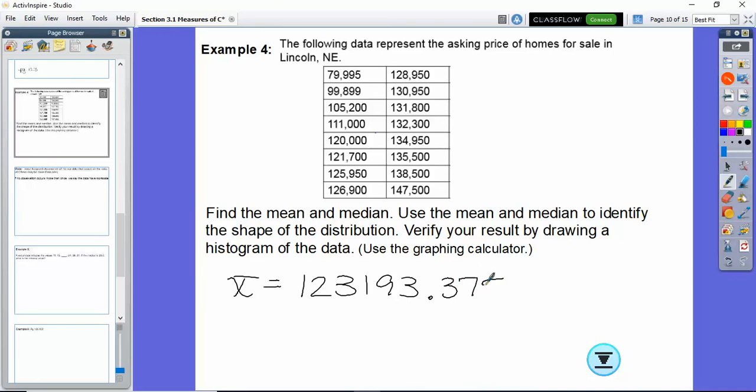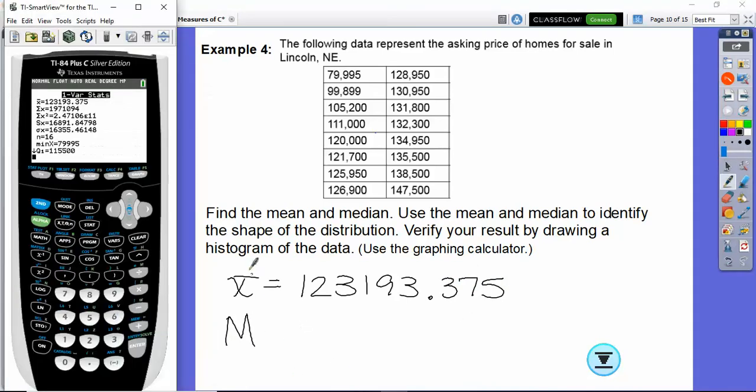.375. So it does everything for us. The median. If you push the down arrow, it'll keep giving you stuff. It says MED for median. So that's 127,925.